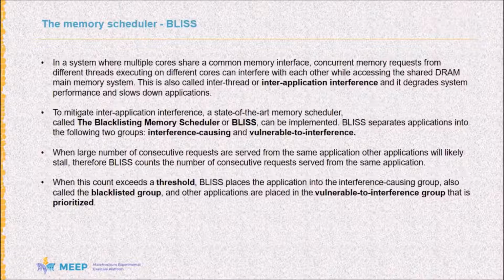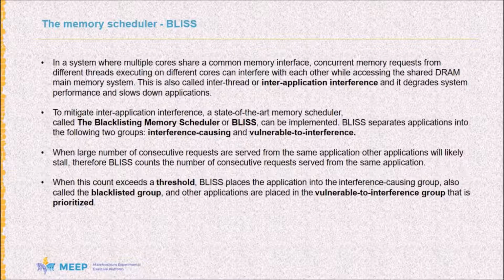In a system where multiple cores share a common memory interface, concurrent memory requests from different threads executing on different cores can interfere with each other while accessing the shared DRAM main memory system. This is also called inter-thread or inter-application interference, and it degrades system performance and slows down applications.